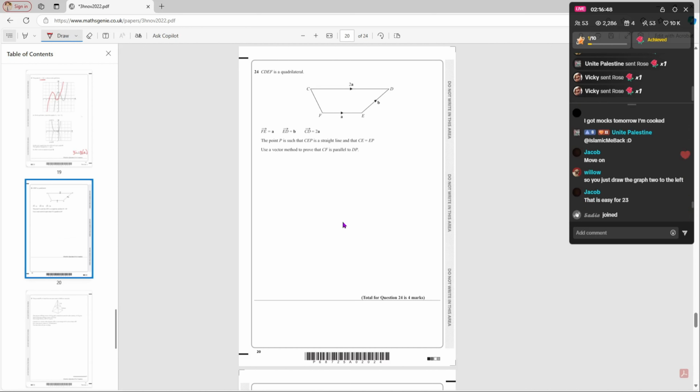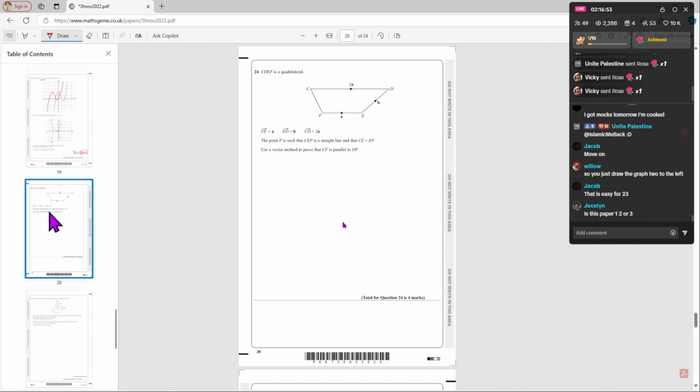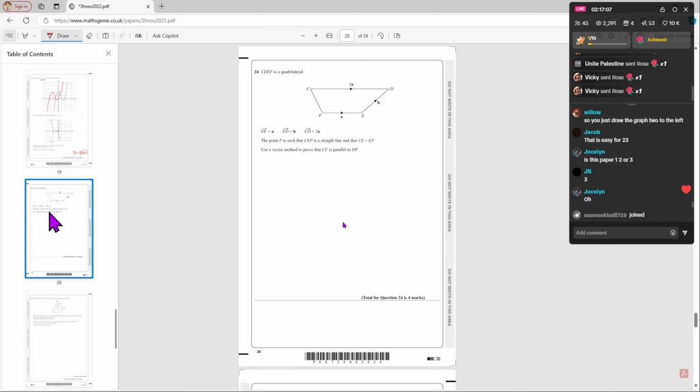So we know we have a quadrilateral, so we know that FE is equal to A, and then ED is equal to B, and CD is equal to 2A. The point P is such that CEP is a straight line, and CE is equal to EP. Use the vector method to prove that CF is parallel to DP.